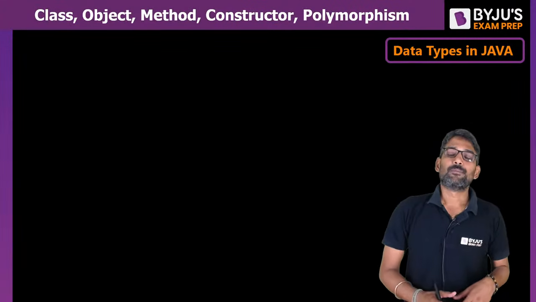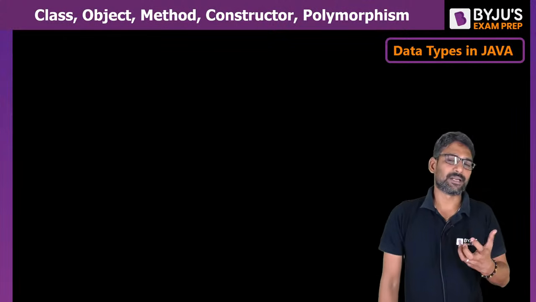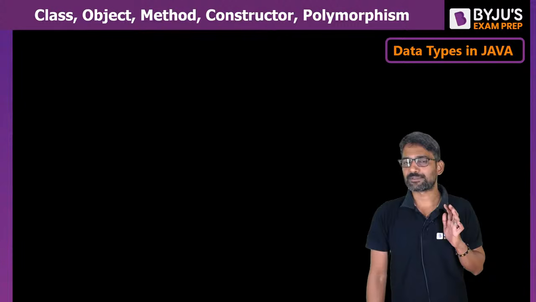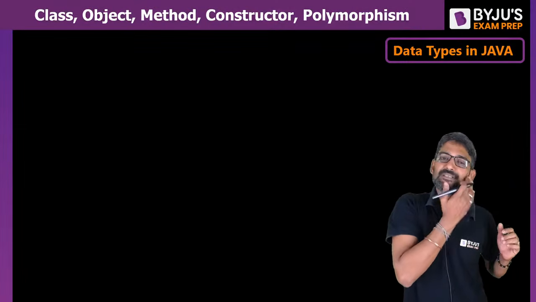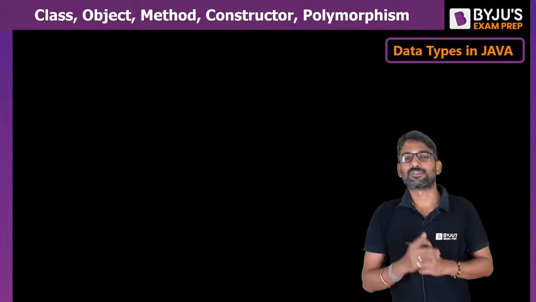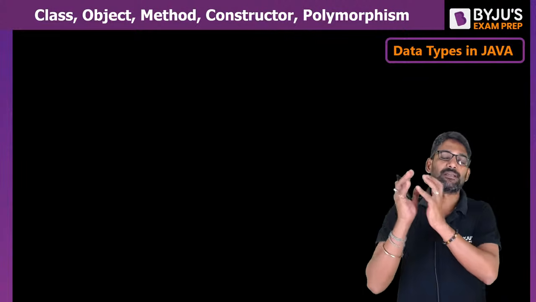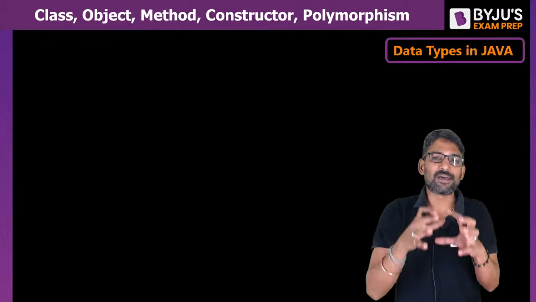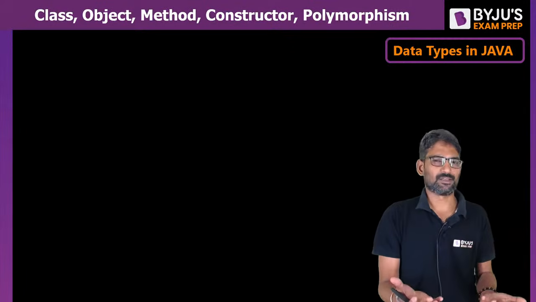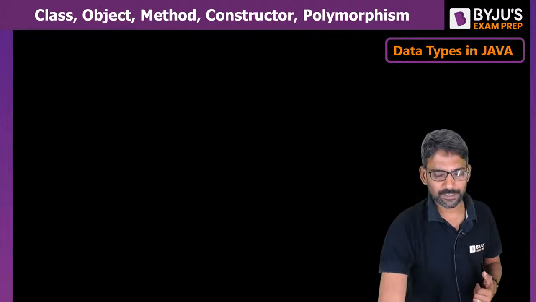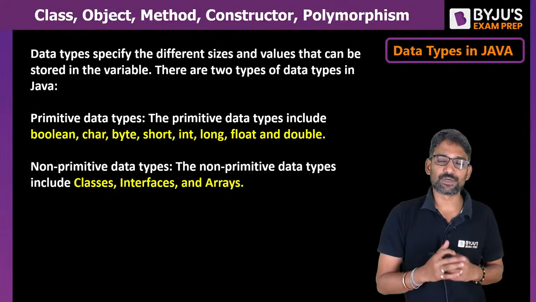Then quickly let us revise what data types we have in Java. Like every language provides some data types, Java also has data types. It's not exactly the same as C language. What data types we have in C are also available in Java, but some more are added. What do these data types define? How much memory is needed for a variable, what kind of values are accepted, meaning the range of values accepted. Here also the same meaning. Data types specify different sizes and values that can be stored in the variable.